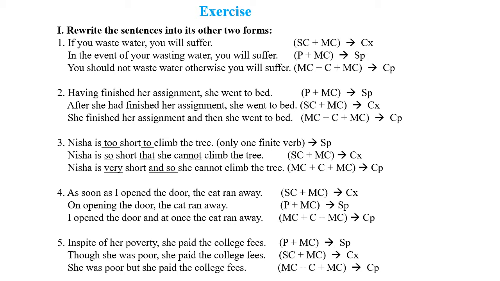Okay, then, as soon as I opened the door, the cat ran away. Complex. On plus verb plus ing: on opening the door, the cat ran away. I opened the door and at once the cat ran away. Compound.